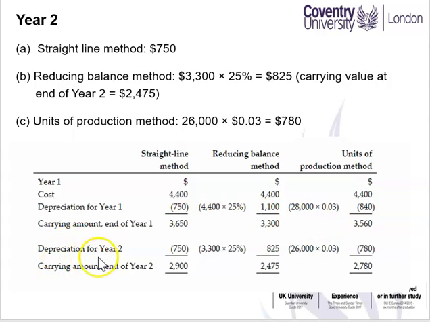In year 2, the depreciation is the same under the straight line method, $750, so we are left with a net book value of $2,900. For the reducing balance method, that was $825, and so we are left with $2,475, as we said earlier. And as far as the units of production method is concerned, we deduct the $780 from that, so we are left with $2,780. As you can see, depending on the method that we use, we will have different results.